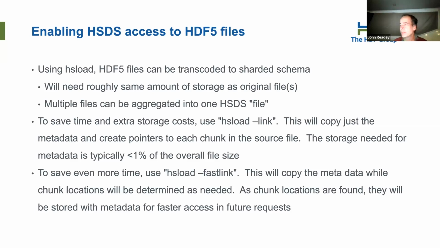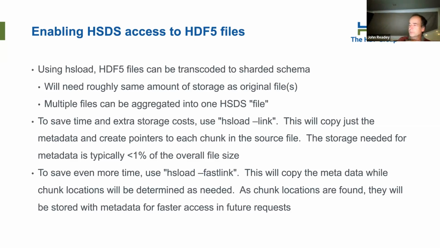So if you have a lot of data, you may not want to have to duplicate all that data. So there's an option called --link. With --link, what we do is just copy the metadata of the file, and that typically comprises 1% or less of the file size. The chunks of the original file are now kept as pointers in the HSDS metadata. So whenever a chunk is read, it goes out to the original file, hopefully also in S3, and retrieves that piece of chunk. And from then on, it processes like it would normally.